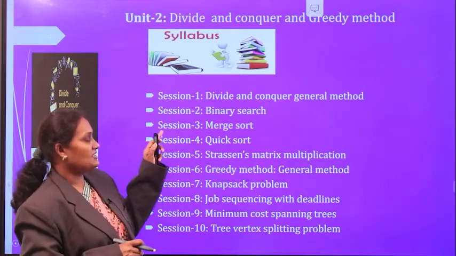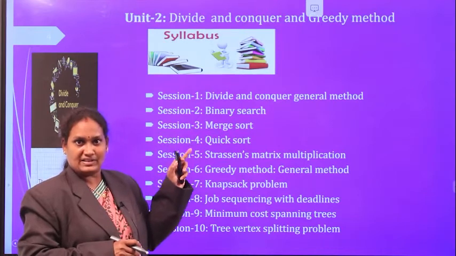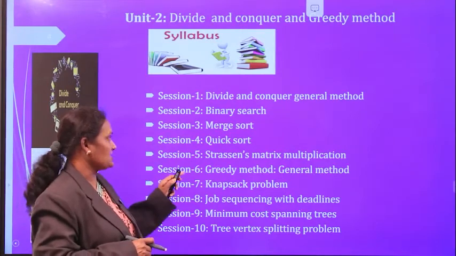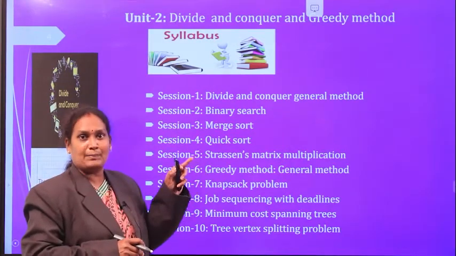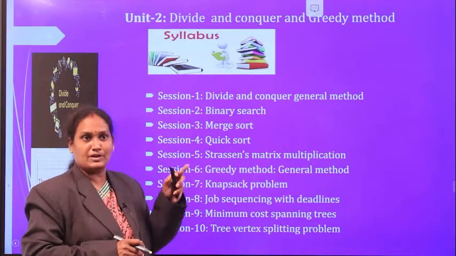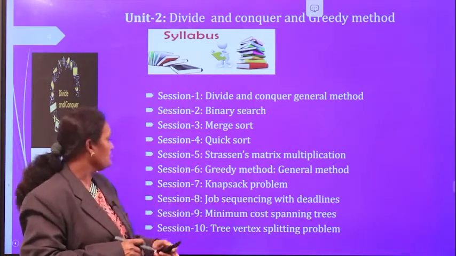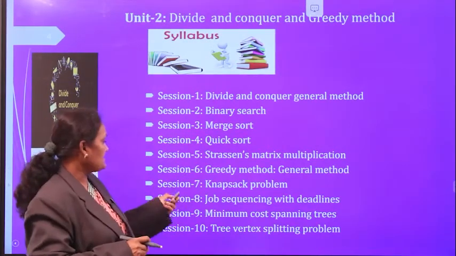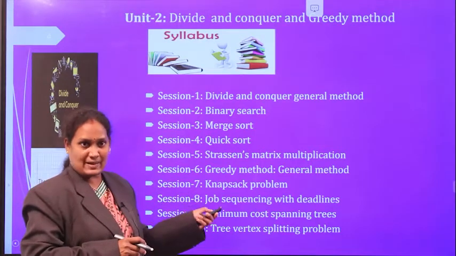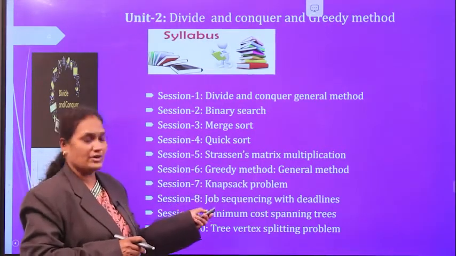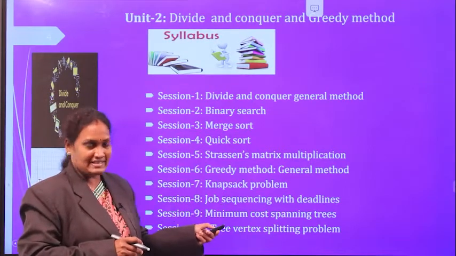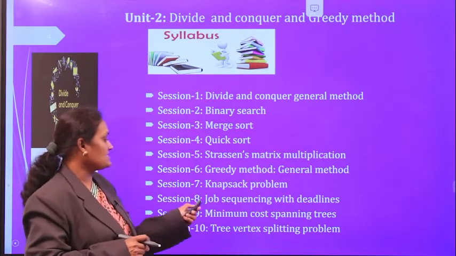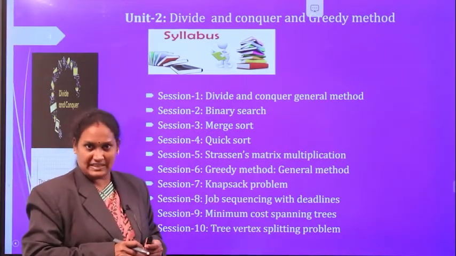In the first session, we are going to see the general method of the divide and conquer algorithm design strategy. From the second session to the fifth session, we are going to see various applications which can be solved by following the divide and conquer strategy. In the sixth session, we are going to see the greedy method, general method. In the seventh session, the knapsack problem. In the eighth session, job sequencing with deadlines. In the ninth session, minimum cost spanning trees. In the 10th session, the tree vertex splitting problem.